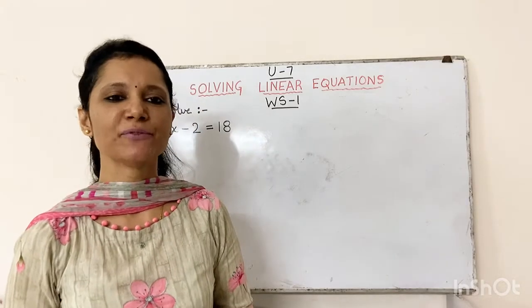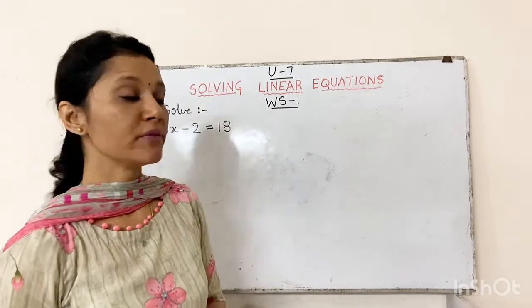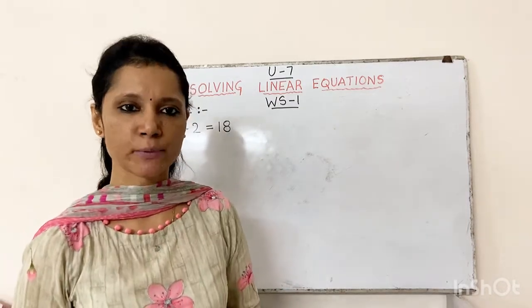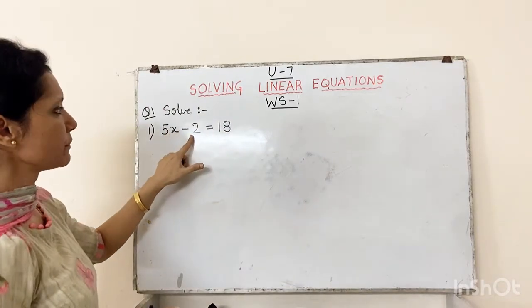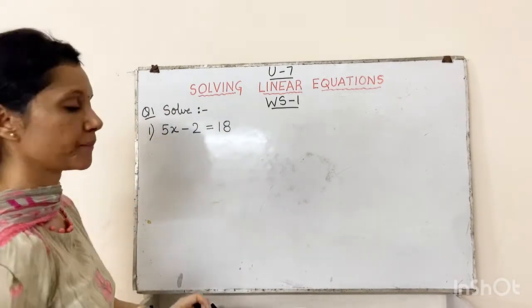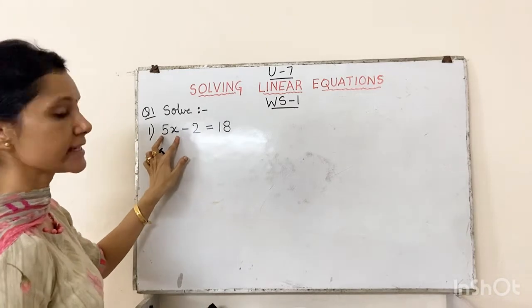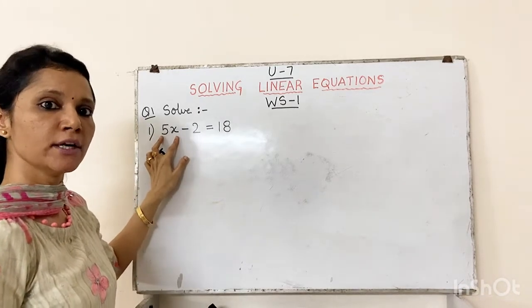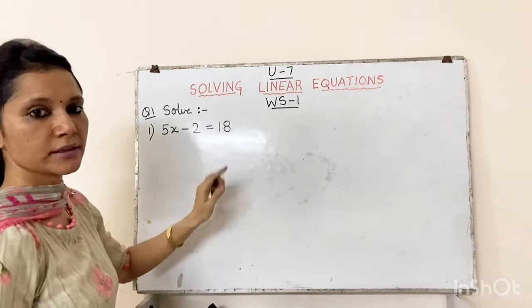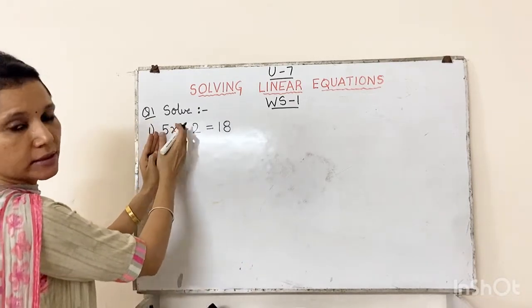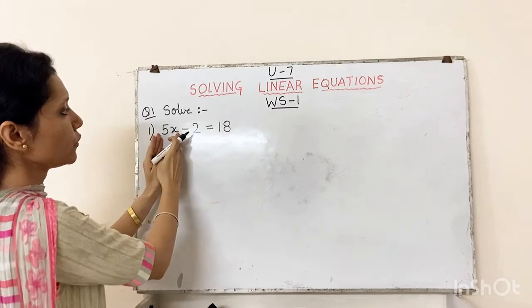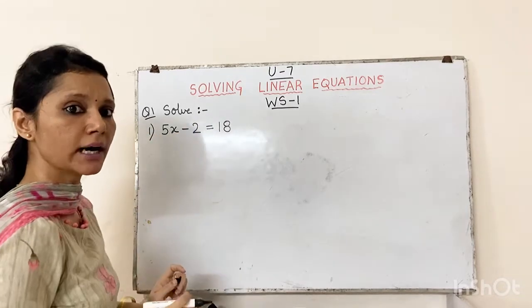So let's start with worksheet 1 of chapter number 7, which involves solving linear equations in one variable. So the first question is 5x minus 2 is equal to 18. Now as you can see, this 5x is the term that is containing the variable and all the other terms are constants. So what we would do is we would isolate this term from the others. We have to separate this term from the other constants.